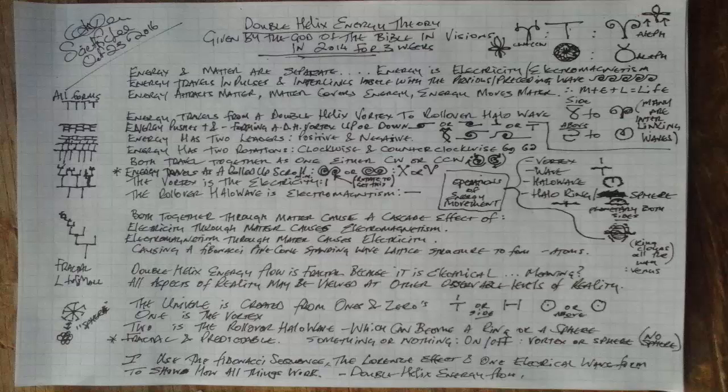and all sorts. Double helix energy flow is fractal because it is electrical, meaning all aspects of reality may be viewed at other observable levels of reality, which is what I'm showing. The universe is created from ones and zeros, a vertical vortex to a halo wave. 1 is the vortex, the 0 is the rollover halo wave, which can become a ring or a sphere. It is fractal and it is predictable.